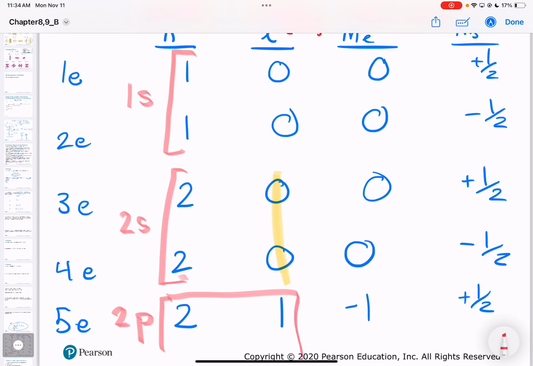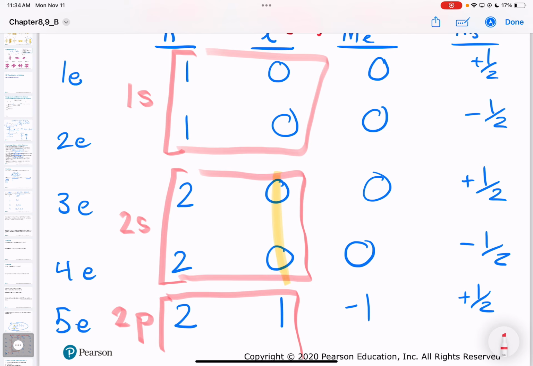And just to clarify, I'll do it like this so that you remember that designation comes from the N and the L. So like we say there are 6 electrons in the 2p subshell. That's because there are 3 orbitals in that subshell, each orbital holding 2 electrons.